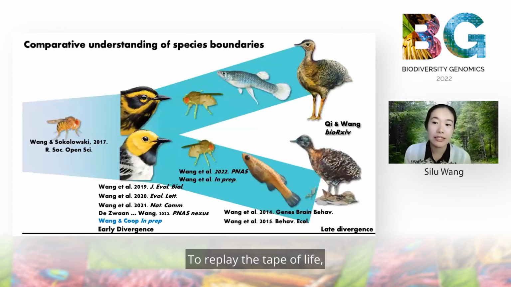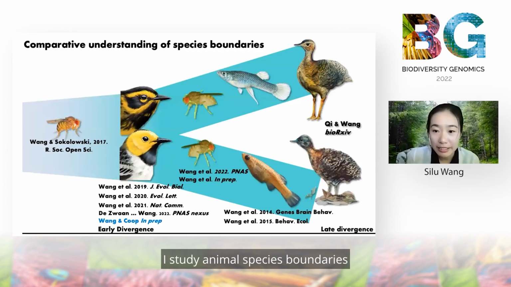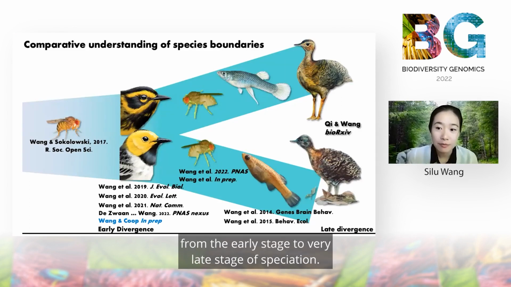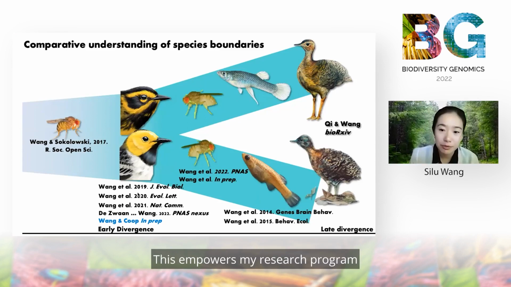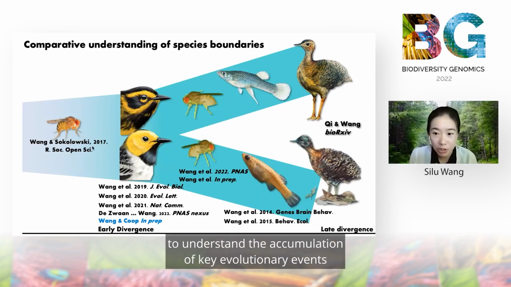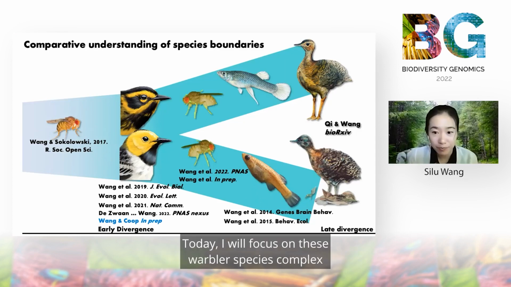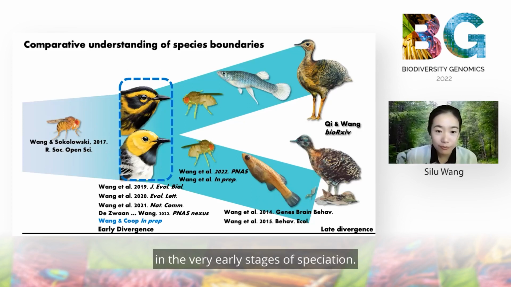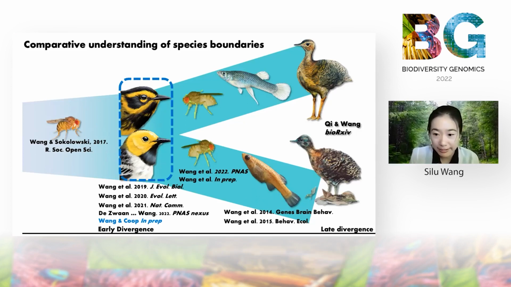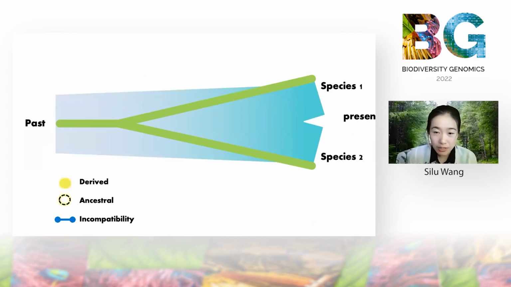To replay the tape of life, I study animal species boundaries in the speciation continuum, from the early stage to the very late stage of speciation. This empowers my research program to understand the accumulation of key evolutionary events underlying different stages of speciation. Today, I will focus on this warbler species complex in the very early stage of speciation.